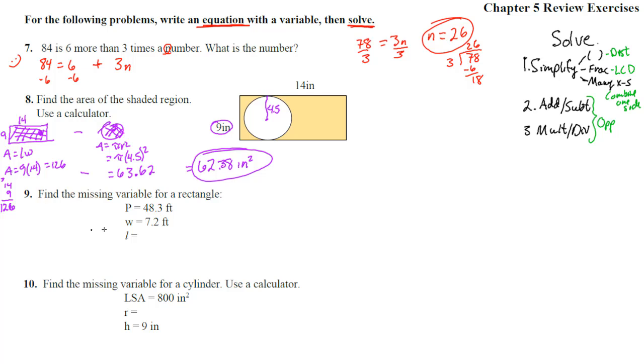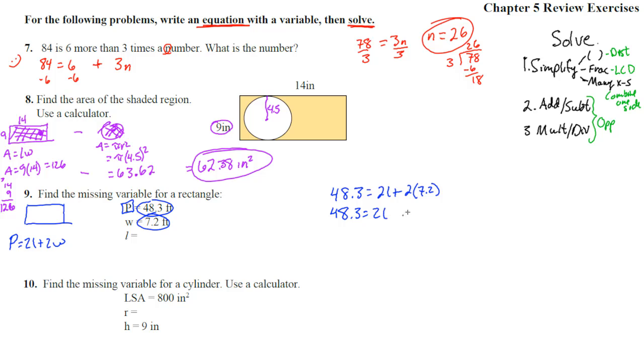Good. Number 9, find the missing variable for a rectangle. Now we have two formulas, area and perimeter. You can see by this right here, we're going to use perimeter. Perimeter is 2L plus 2W. And we know what W is and what P is, so 48.3 equals 2L plus 2 times W, which is 7.2. Okay, let's simplify it a little bit. 48.3 equals 2L plus 14.4.